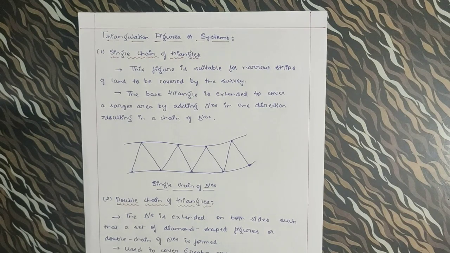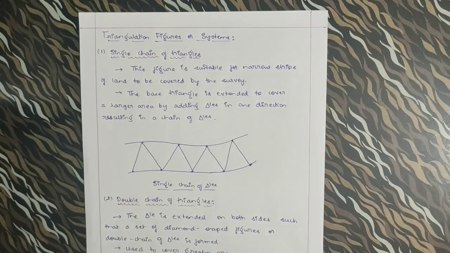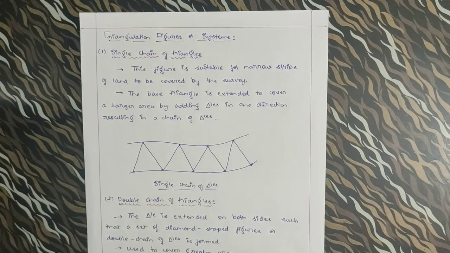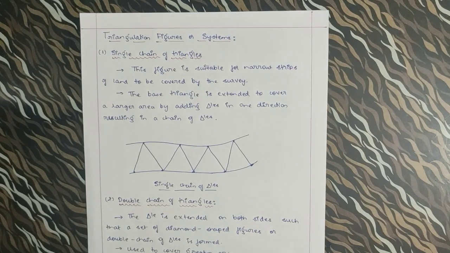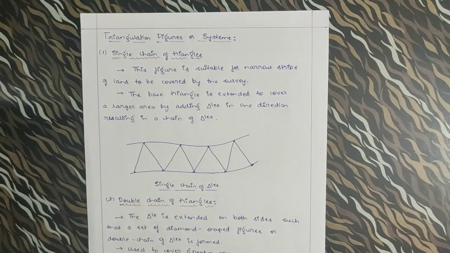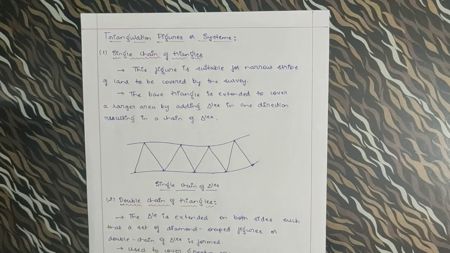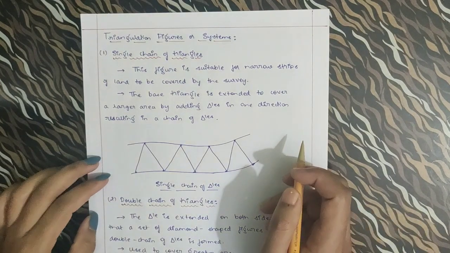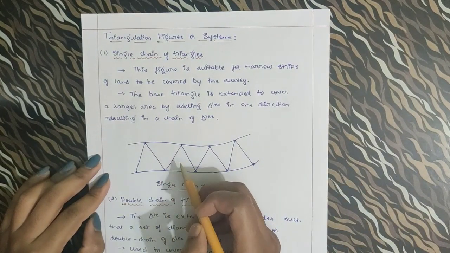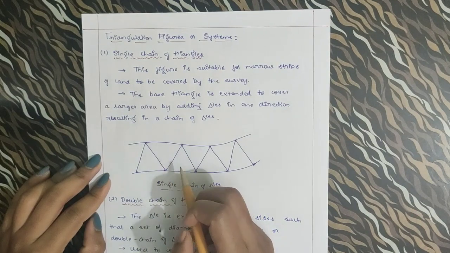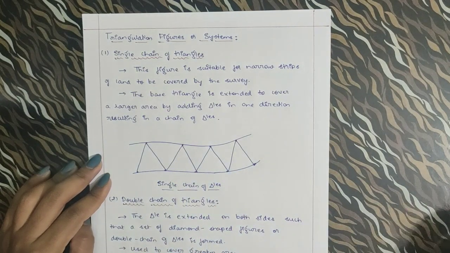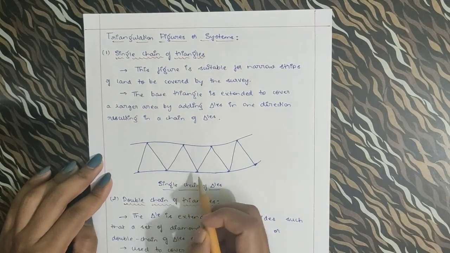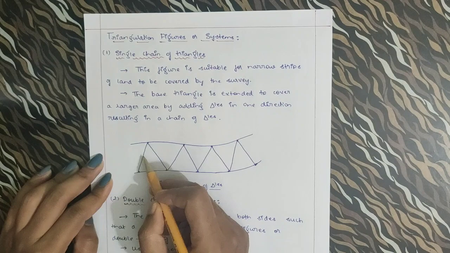Greetings everyone. In the previous video I had covered what is geodetic surveying, principles of geodetic surveying and the classification of triangulation system. In this video, continuing with the next topic, that is triangulation figures or systems. This triangulation system describes the manner in which the base triangle is extended. A number of triangulation systems are there, and it must be noted that in all the triangulation systems the basic figure is a triangle.